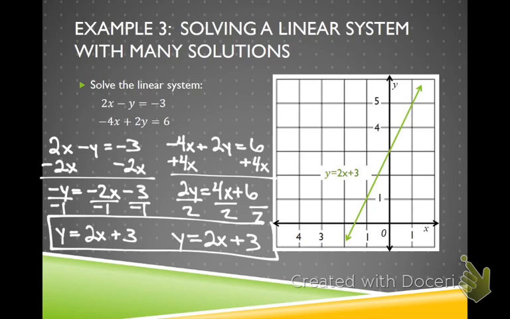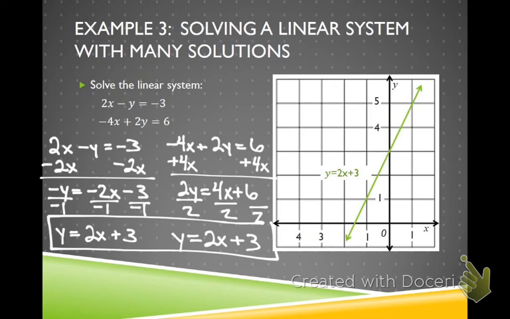So most of the time, like on a quiz or a test, it's not going to look like at the beginning, did this look like it was going to be the same equation? No, but once we got them in slope-intercept form and everything reduced, now it's obvious to us this is the exact same equation. So same y-intercept, same slope, same everything. On the graph, same line.